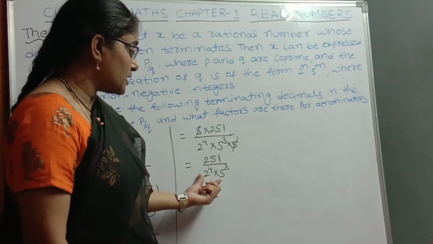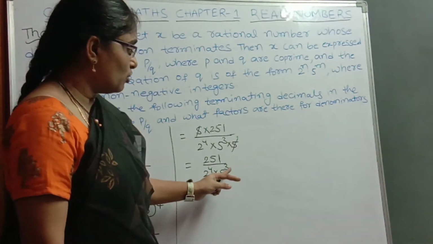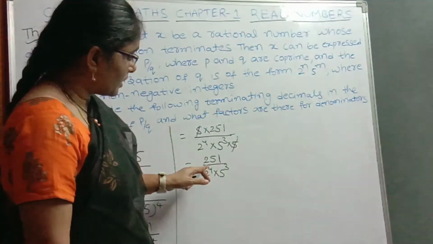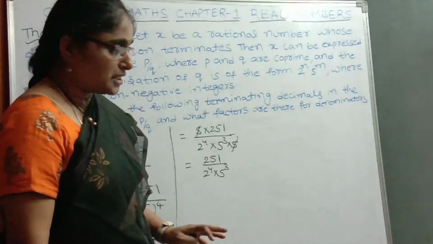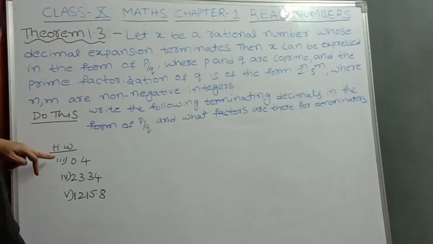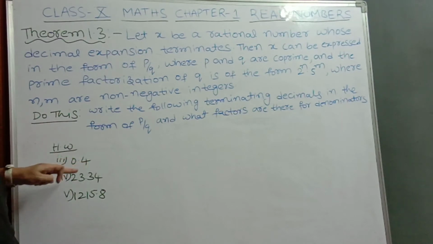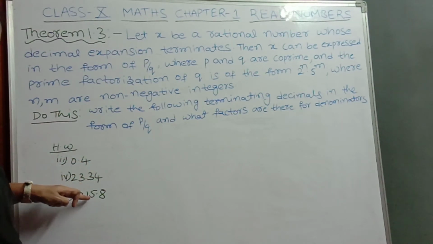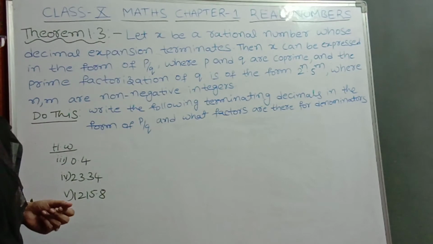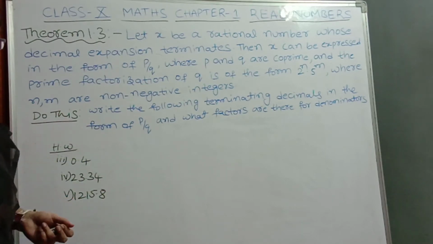The denominator is in the form of 2 power n into 5 to the power of m, where m and n are what? Non-negative integers. And the next, third, fourth, fifth, take as homework. That is 0.4, 23.34 and 1215.8, same as this model. Take a screenshot if you want this homework.